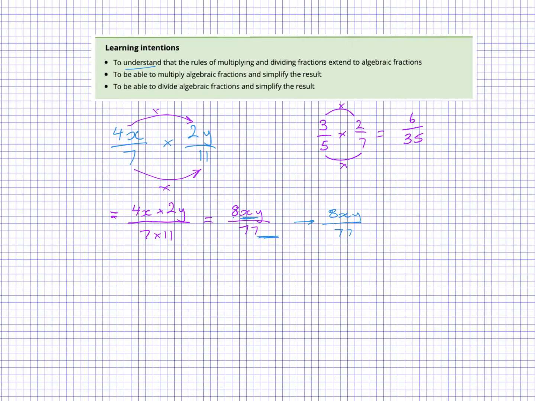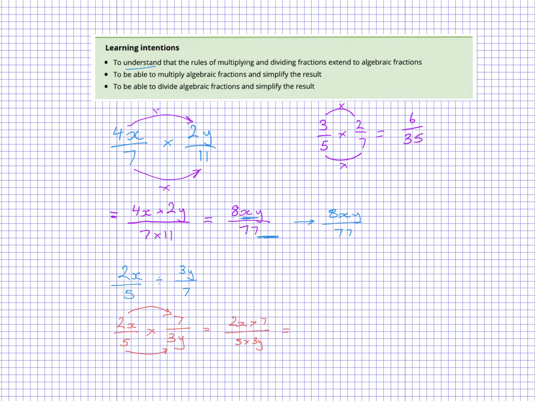So another example using division is this one. 2x over 5 divided by 3y over 7. So recall that the rules say to change the divide sign to a multiply, take the reciprocal of the second fraction, which means to turn it over, and then go through the steps as per usual. So numerator by numerator, denominator by denominator. So 2x times 7 over 5 times 3y.